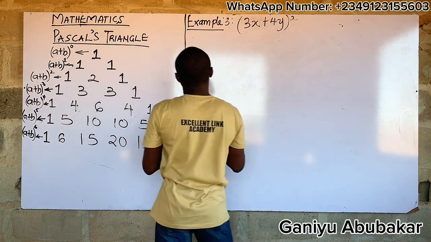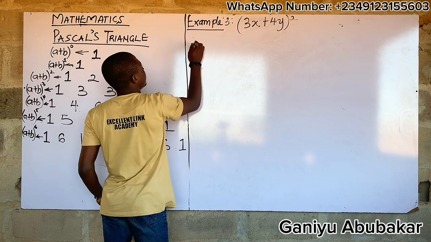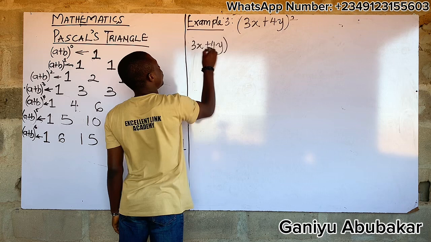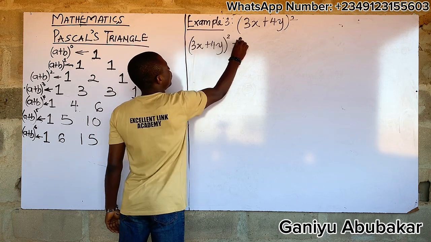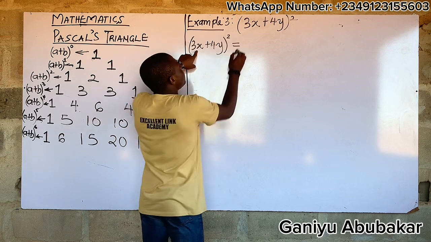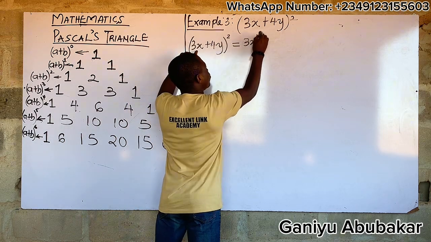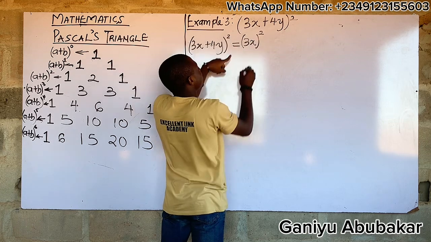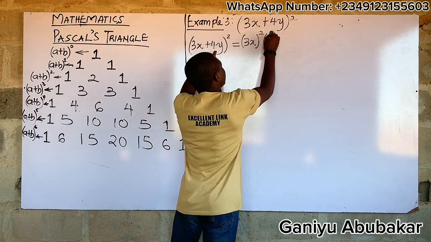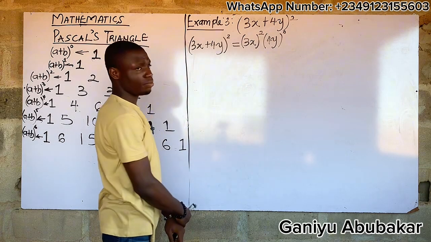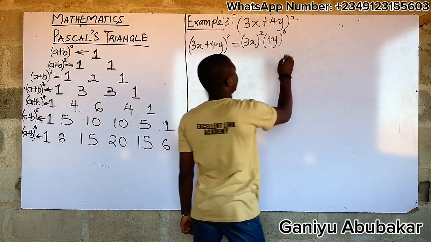So to solve this now, I'll start with this. I'm having (3x + 4y) all squared. We said to expand is quite a simple process. Pick out the first term. My first term here is just 3x alone, right? So that it carries all the power, that's squared, and the next term, which is 4y, is left with what? Nothing. I'm done.